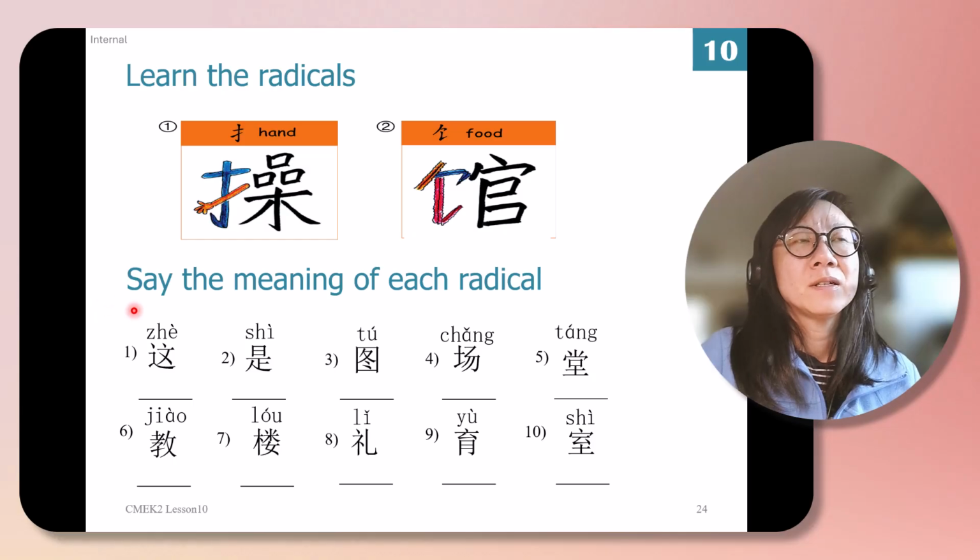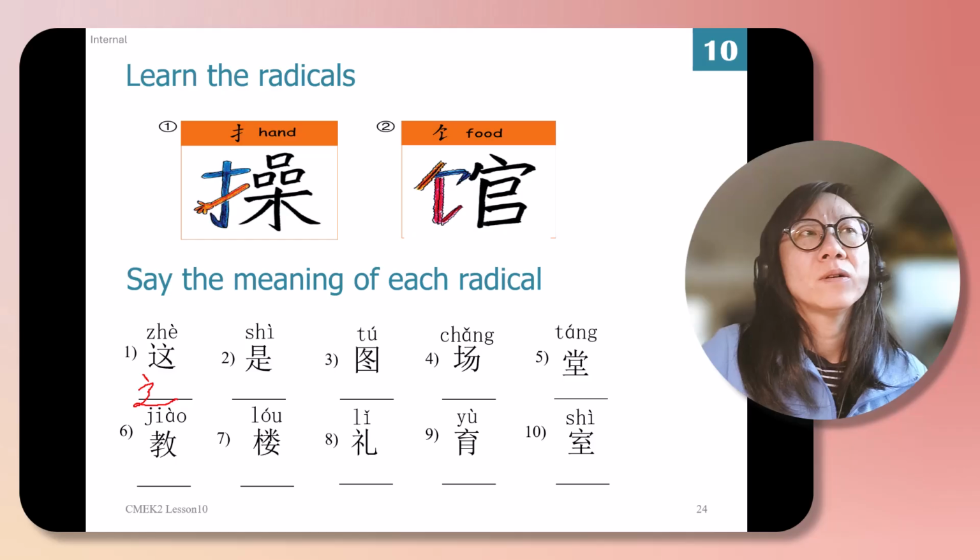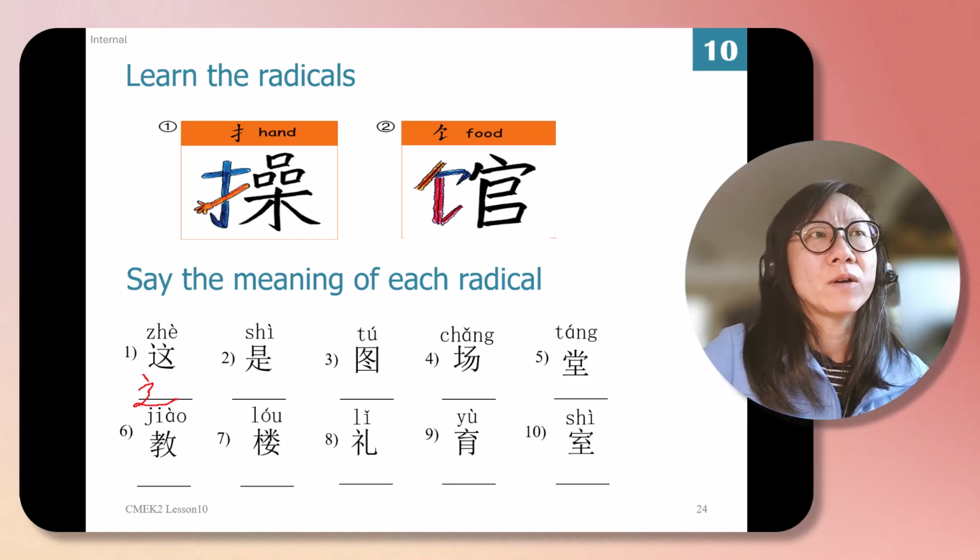Next exercise, say the meaning of each radical, all right? So 这, what is the radical of this character? So it has got the 点 and 折, go. And this is a walking radical. And what is the radical of this one? It has got the top one, right, which is a sun. And what about 图书馆的图? Some people will say it has got a 口 radical, the other side one.